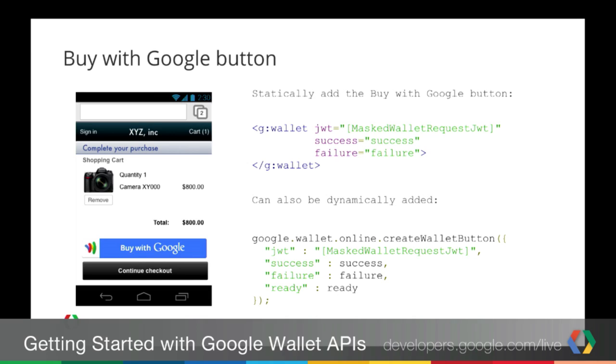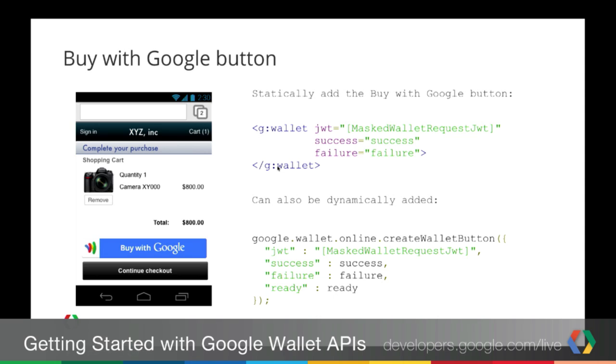You can do it two ways, statically or dynamically. Statically, we have a special g:wallet element that you can insert into your web page, or you can do it dynamically with JavaScript through a library function call. And note that in both cases, you have a request for that masked wallet information that will be passed on to Google once the customer clicks on the Buy with Google button.